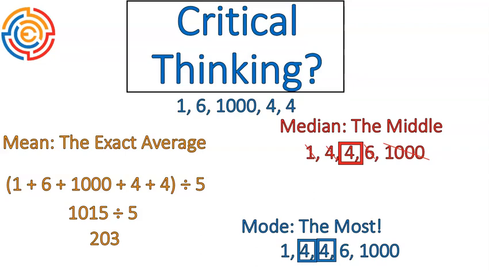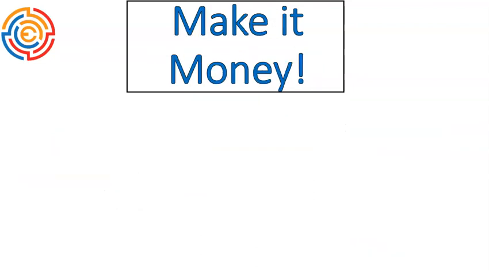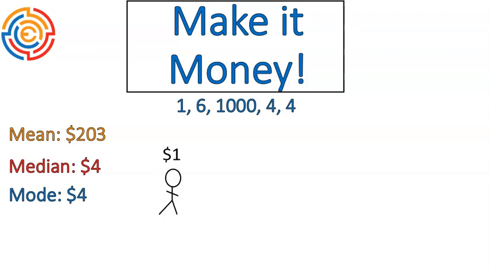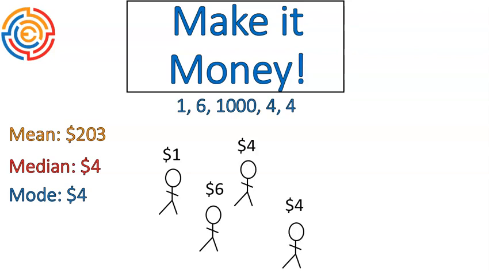So let's think about that. Look at how different those values are. Now this becomes important when we make it into money. So I'm going to take that same list, the mean, median, and mode, and I'm going to make these people earning money. And watch what happens to this. I have one person who's making $1, one person who's making $6, a person making $4, another one making $4, and then I have the king making $1,000.